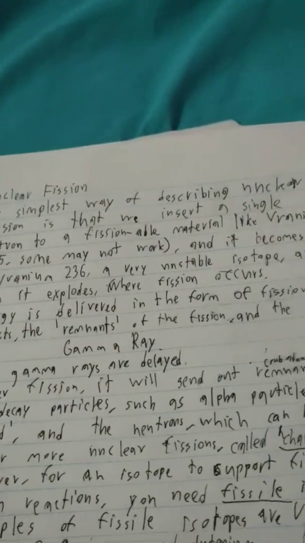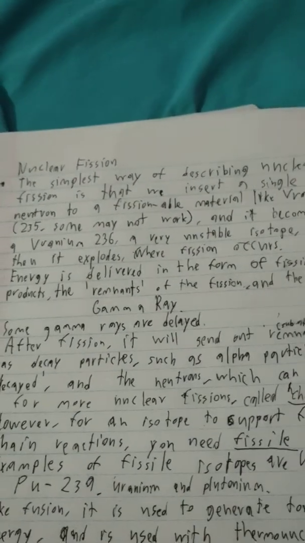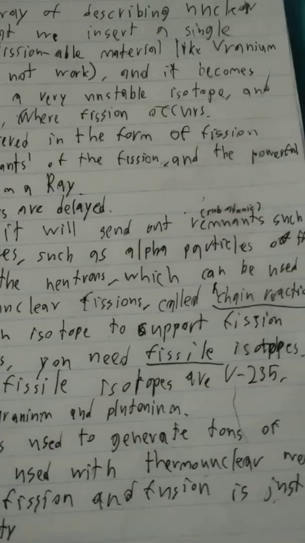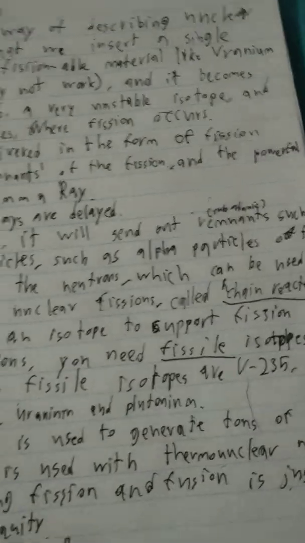So the simplest way to describe nuclear fission is letting a neutron, or putting a neutron, inside a uranium-235 isotope, or simply uranium. We need to insert a neutron in the uranium, and therefore it becomes a denser version of uranium known as uranium-236. However, this is a bit unstable, so it can cause fission at any time.